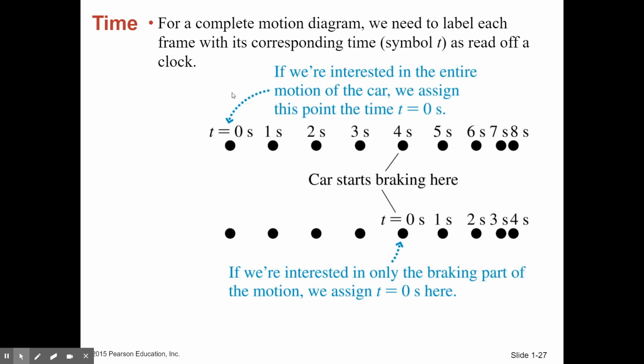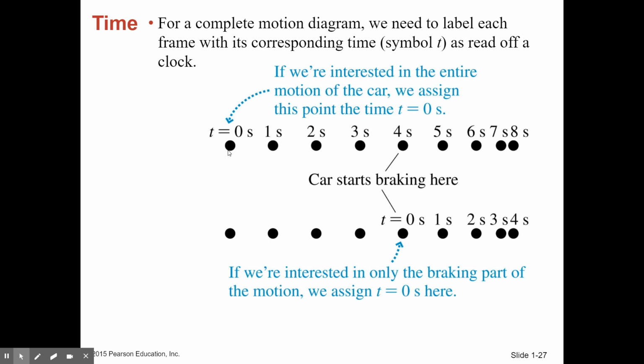Now with time, I just want to go through a couple of things because we all are familiar with time. Time is measured in seconds, hours, and minutes, but we use seconds the most. When we talk about time, we need to label each frame with some corresponding time. In other words, what are we actually going for? Because here we've got two situations that are the same. If we're interested in the entire motion of the car, we assign this point the time 0. Here the car's driving down the road, and at 4 seconds, it starts to brake. You can see in these motion diagrams that the dots are getting closer together. So this is the motion of a car that's going to be braking.